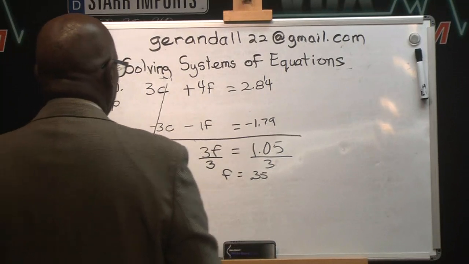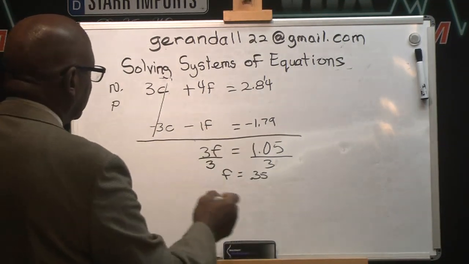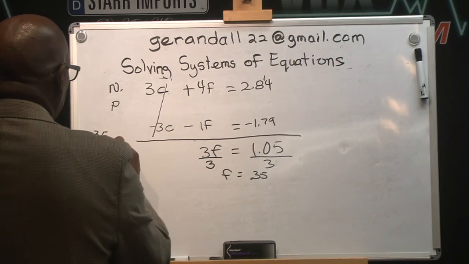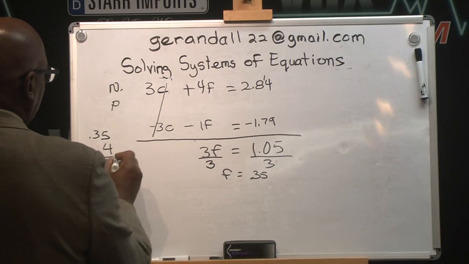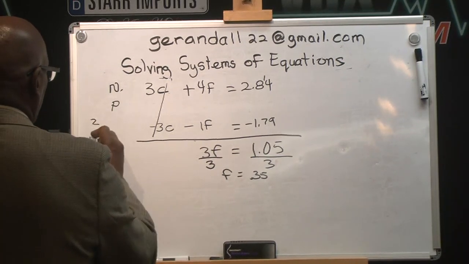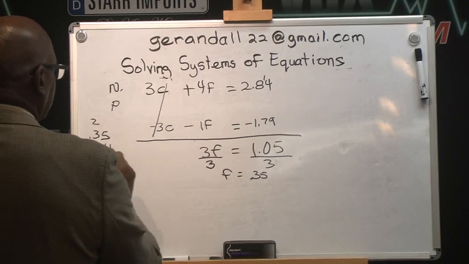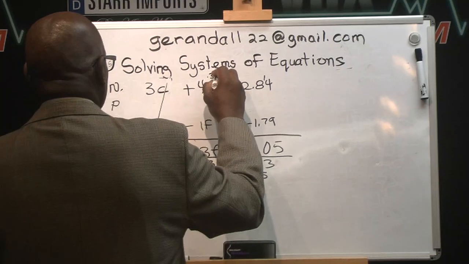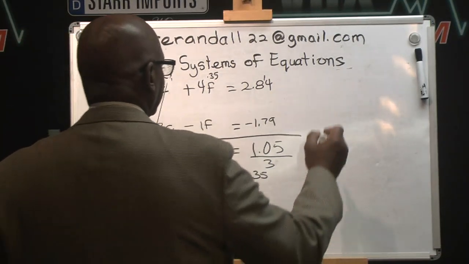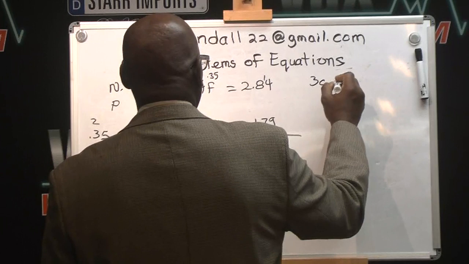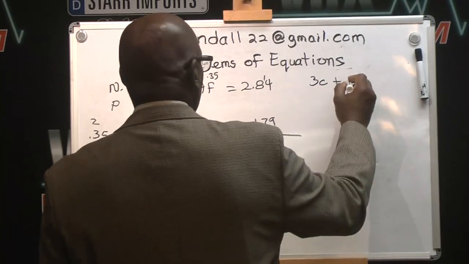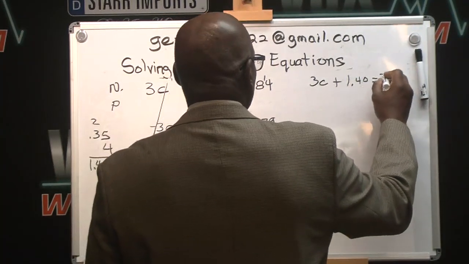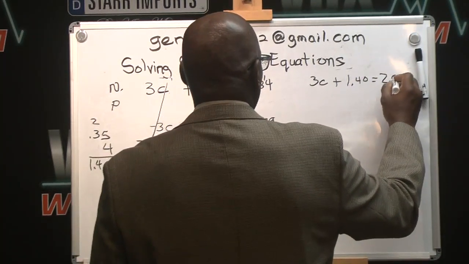So we're going to come over here. First, we're going to do this. Fruit roll-up is equal to 35 cents. So real quick multiplication, 35 times 4, 20. 12 plus 2, $1.40. So what I did was replace the value of F with 35 cents. So when I come over here, I'm going to write 3C plus $1.40 equals 2.84.